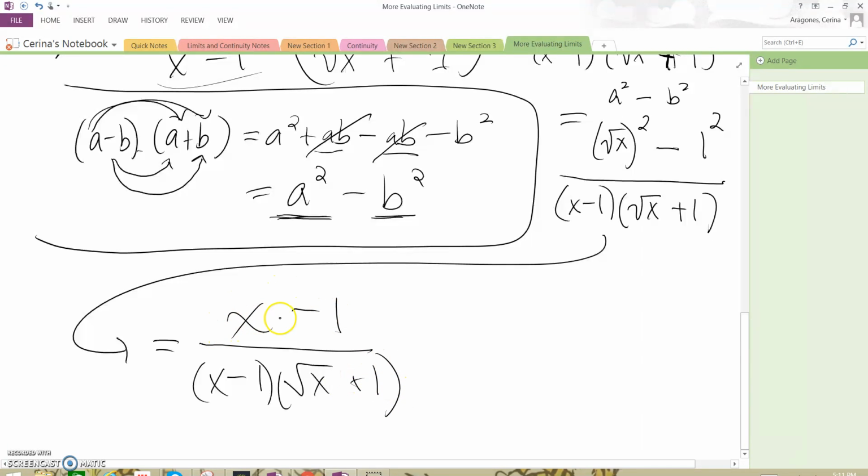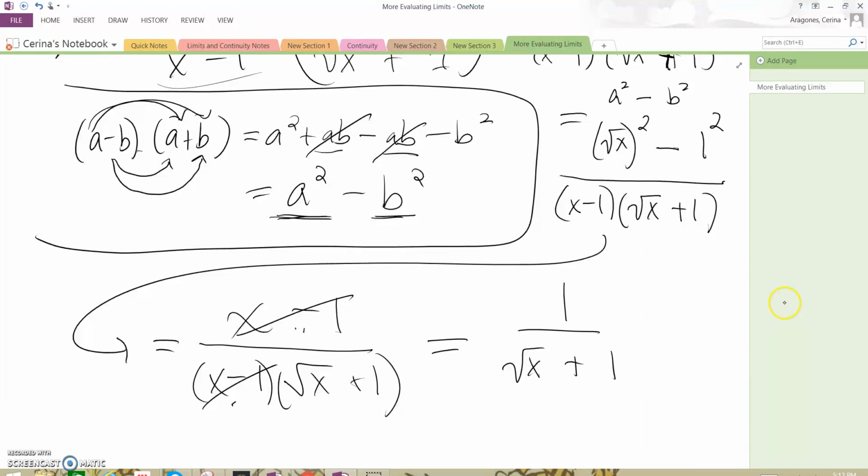As you can see, I have a common term, x minus 1, on the numerator and in the denominator, so I can cancel them out. And I'm left with 1 over root x plus 1. Now I can substitute.